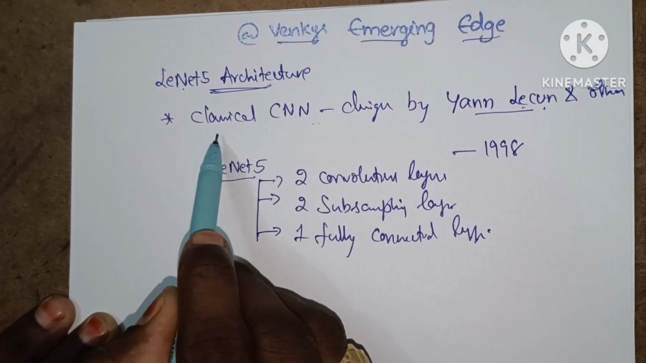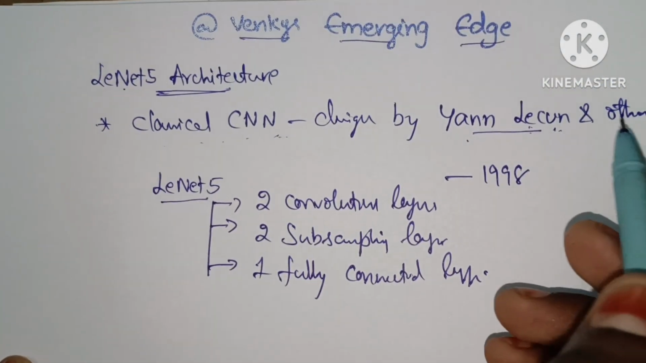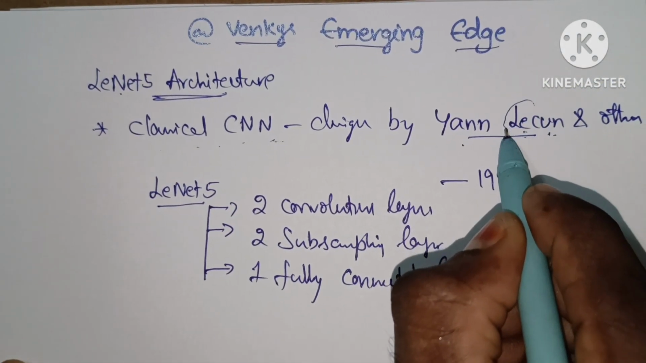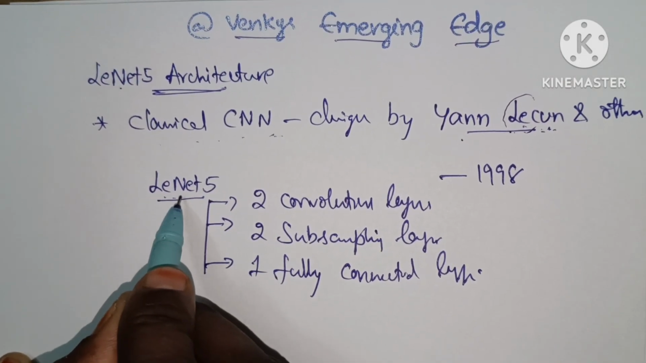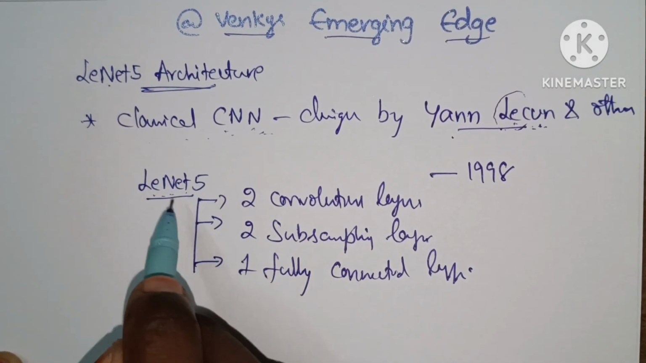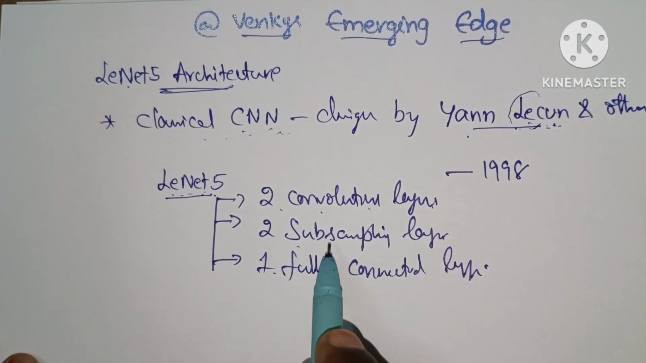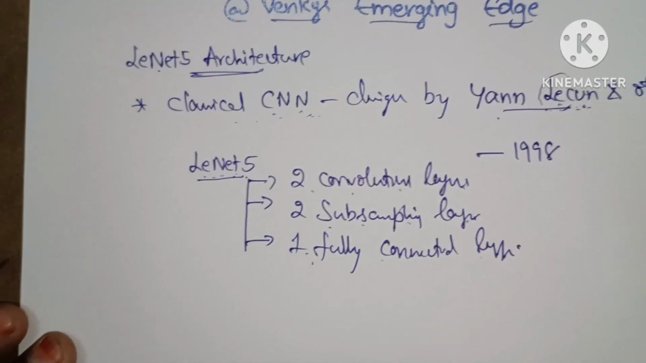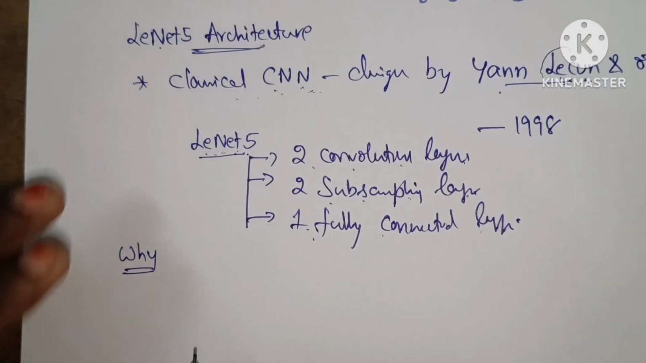It is one type of classical convolutional network. It was designed by Yann LeCun and others, but here we are mainly focused on the first scientist's name, LeCun. So LeNet is one type of neural network, a CNN. Next, 5 means it provides 5 layers: 2 convolution layers, 2 subsampling layers, 1 fully connected layer. Is it clear? Next, why are we developing this network?